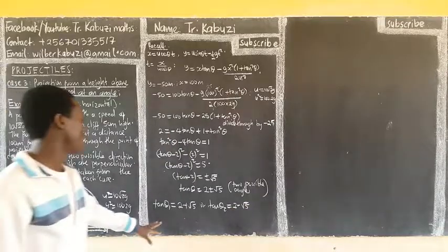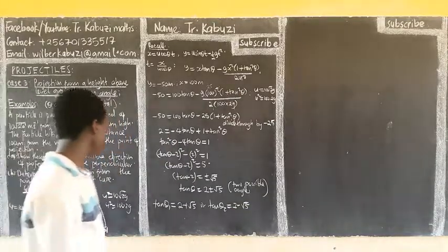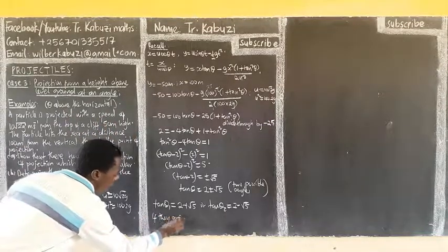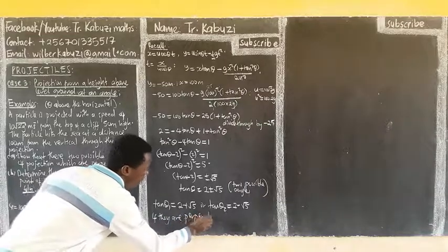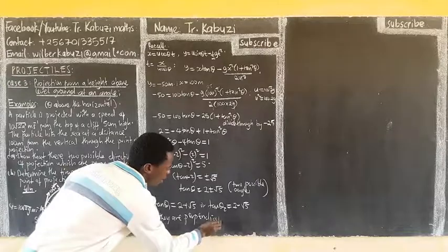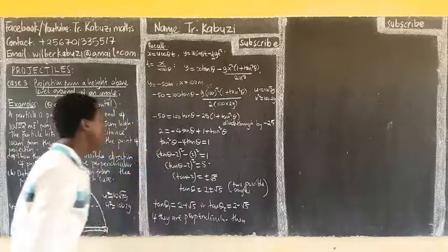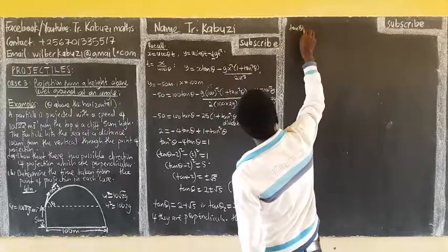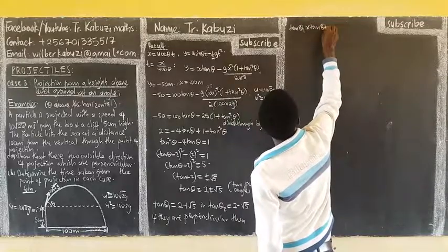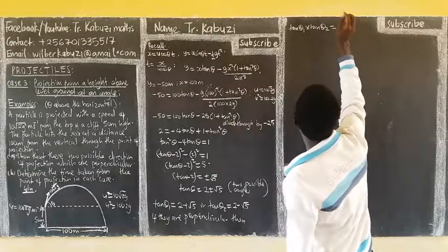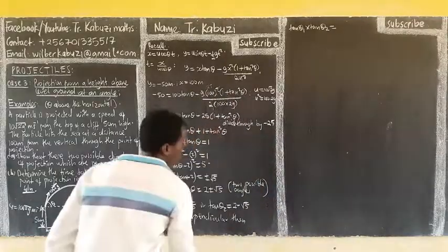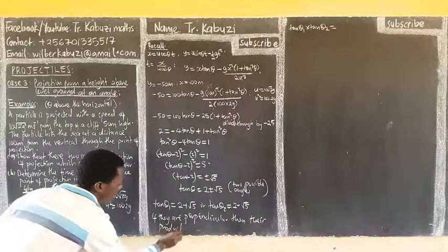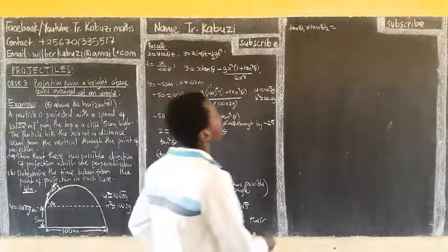So after doing this, now what happens? If they are perpendicular, meaning when we multiply them, we should get negative 1. Then tan theta 1 times tan theta 2 should be equal to negative 1. Then, their product is negative 1. So let us see.